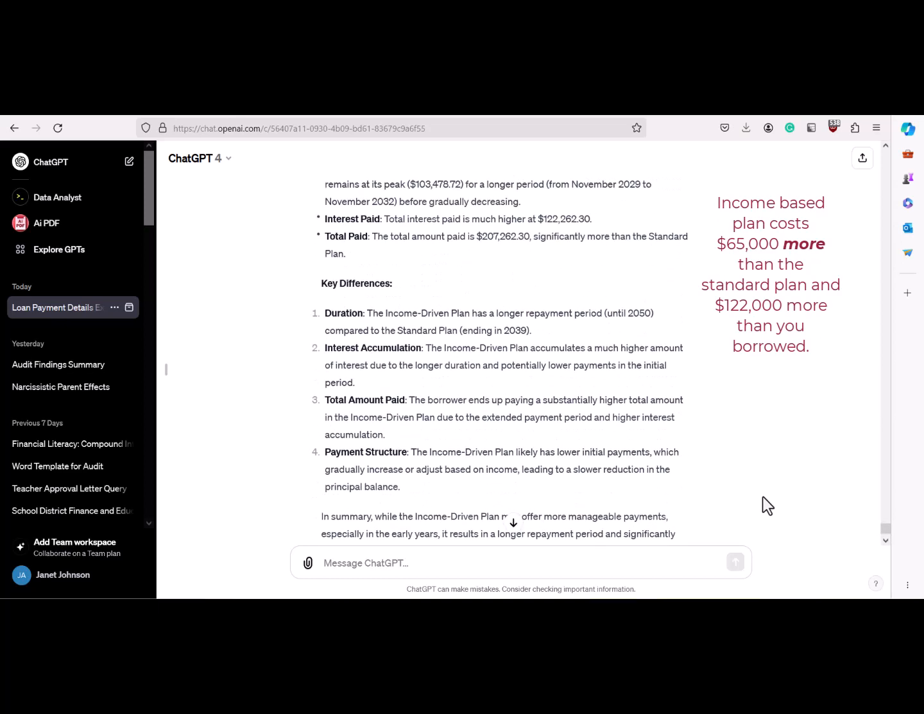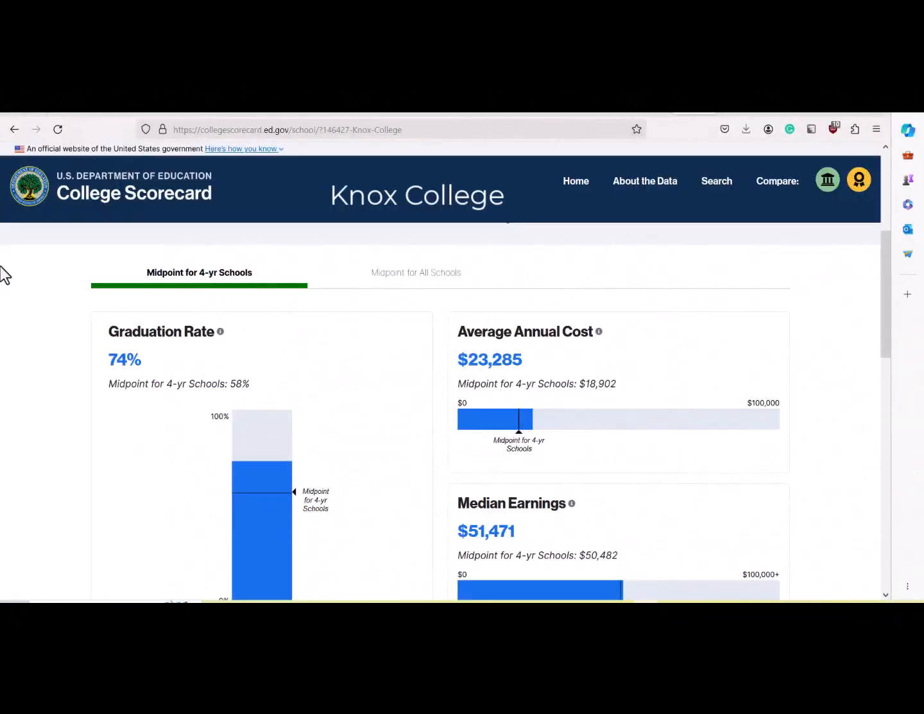So here's the key features. The income-based, you pay till 2050 as opposed to 2039. So the key point here is make informed decisions. And you can go to the College Scorecard website to get information about colleges, what it costs, the average amount people pay, median earnings. You can even get the median earnings for graduates by major so that you don't end up with huge student debts from your student loans and no way to pay them back.